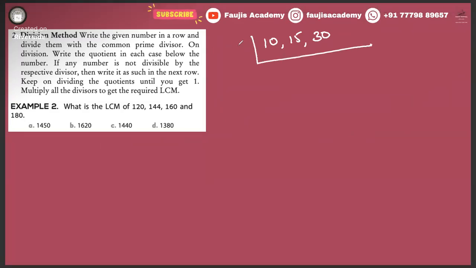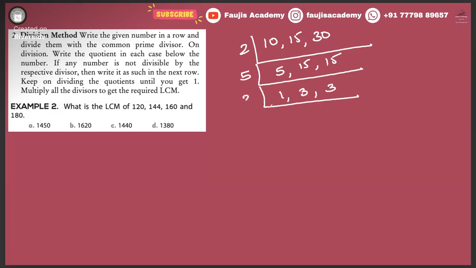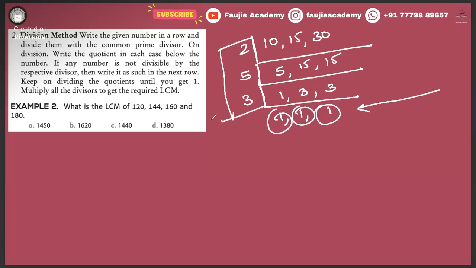So first what we do, you read through all this text that we have. Divide it by 2. There is 5, 15, 15. Now what number can you divide it with? 5. 1, 3, 3. Now what number can you divide it with? 1, 1, and 1. You have to do it until all the numbers over here you get as 1. When you get that, whatever numbers you have in the divisor part, you multiply all of that, which is how much? 30.